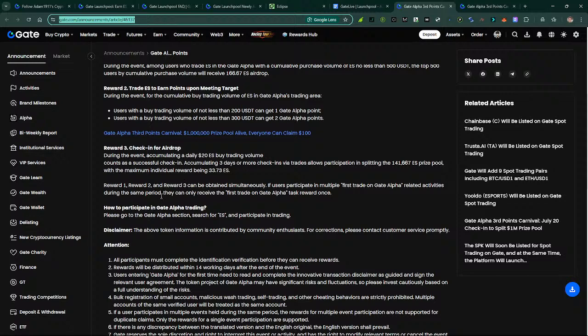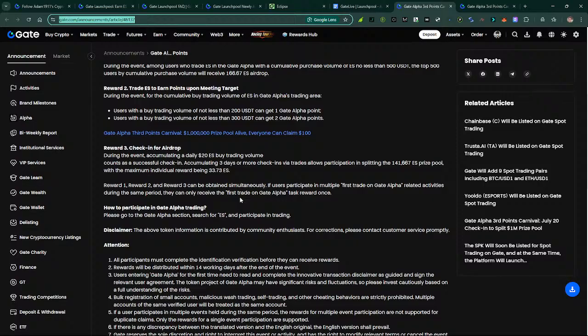Okay, so reward 1, reward 2, and reward 3 can be obtained simultaneously. Okay, and if users participate in multiple fast trade on Gate Alpha related activities during the same period, they can only receive the fast trade on Gate Alpha reward once. Okay, not twice or thrice. So only once you can get this reward.